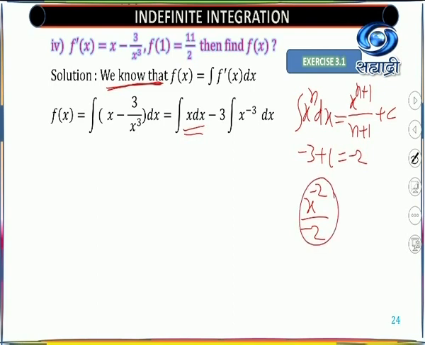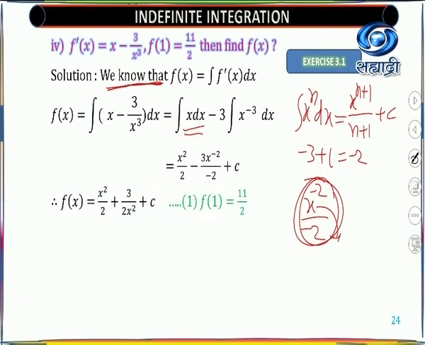And here you need to simplify because you will take this in the denominator. Minus minus becomes plus. So look at here, the function is x square upon 2 minus 3 into x raised to minus 2 upon minus 2. I told you that plus constant of integration is important. Now this minus minus is plus. So what you will get? You will get x square upon 2 plus 3, and now this x raised to minus 2 goes to the denominator. You will get 2x square plus constant of integration.